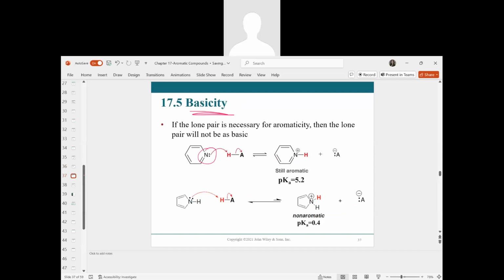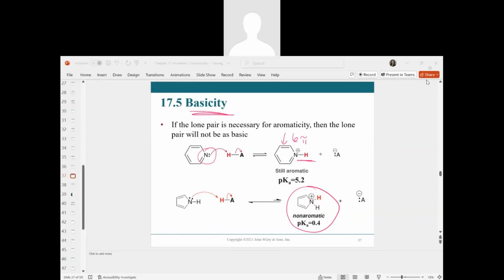This would still be considered aromatic even if it were protonated because we would still have those 6 pi electrons. We would still have the Huckel's number. But if we protonate our pyrrole structure down here, this would become non-aromatic at that point because we would no longer have that lone pair on the nitrogen that contributes to the aromatic ring.